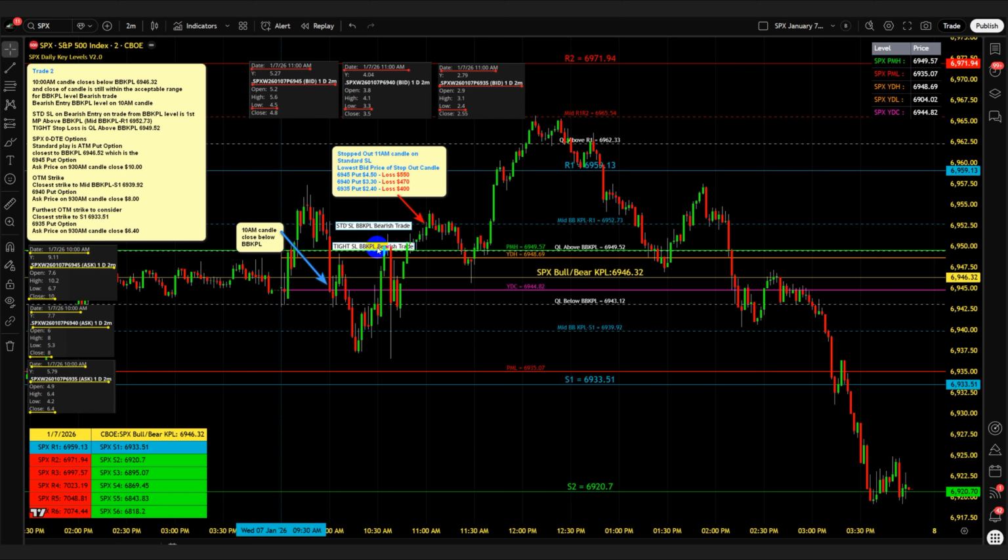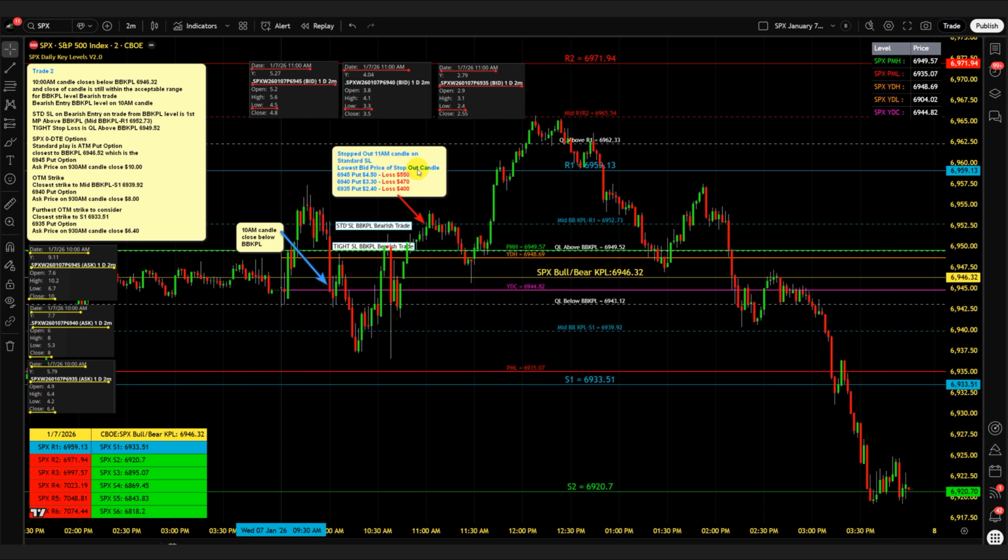And eventually, after whipsawing around, it goes back up. And here we're stopped out on the 11 a.m. candle, on this wick up through this mid BBKPL level, which is our standard stop loss. And as you can see here again, you would have gotten stopped out earlier on this trade if you had taken the tight stop loss. However, as we talked about earlier, our recommendation is using the standard stop loss over the tight stop loss. However, that is still up to each individual trader to decide for themselves.